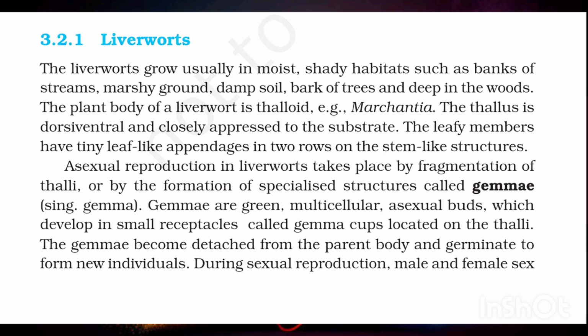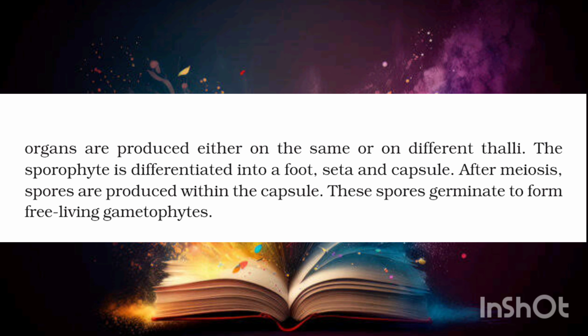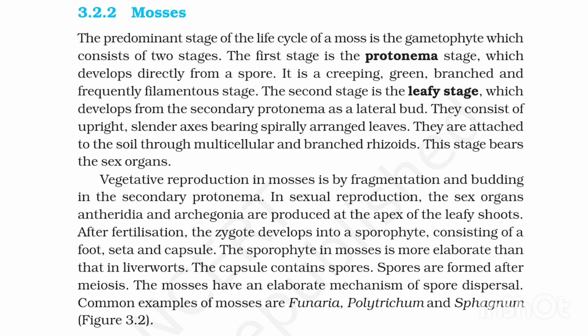During sexual reproduction, male and female sex organs are produced either on the same or on different thalli. The sporophyte is differentiated into a foot, seta, and capsule. After meiosis, spores are produced within the capsule. These spores germinate to form free-living gametophyte.